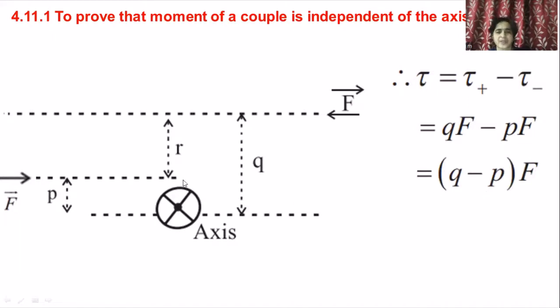F is common. What we observe is this q minus p gives us r. So it is again r into F, so the total torque acting on the body due to the couple is the magnitude of one of the forces F multiplied by r, the perpendicular distance between the two forces. This is the first force, the second force, the perpendicular distance between the forces is r. See, again we observe that the moment of couple is independent of the axis of rotation.